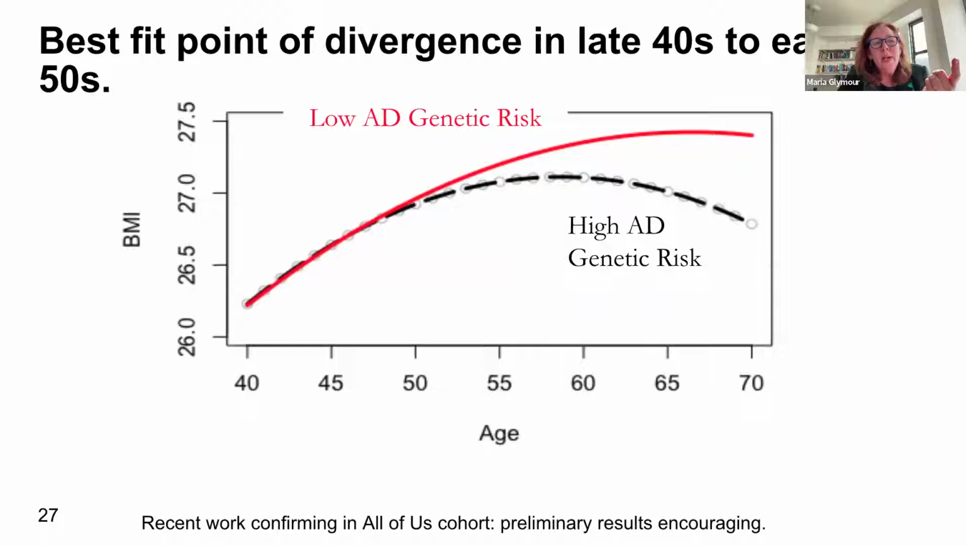This was in UK Biobank. We're just recently fielding it. The biggest concern here, of course, is the selection process in UK Biobank. We're just recently confirming this in All of Us. We're writing up those results now, and the preliminary results show a very similar pattern, where the Alzheimer's disease genetic risk becomes relevant in late 40s, early 50s, and you start to see people having lower BMI if they have high AD genetic risk after midlife.